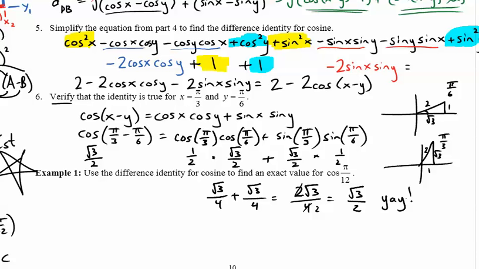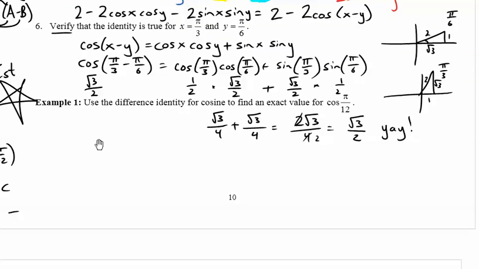So on a test situation, you won't need to know how to derive this formula, but you do need to know how to use it. So example 1 is the sort of question you might find on your test, where we're going to use the difference identity to find the exact value of cosine pi over 12.